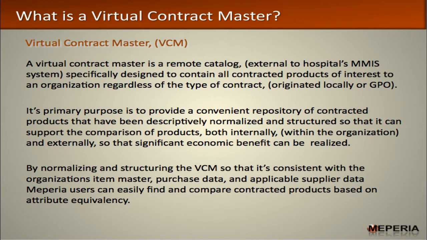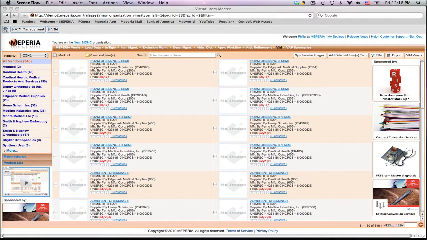be realized. By normalizing and structuring the Virtual Contract Master so that it's consistent with the organization's item master, purchase data, and applicable supplier data, MEPERIA users can easily find and compare contracted products based on attribute equivalency. Let's begin with a basic tour of the Virtual Contract Master.